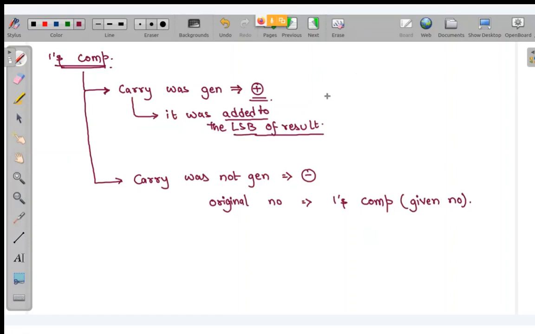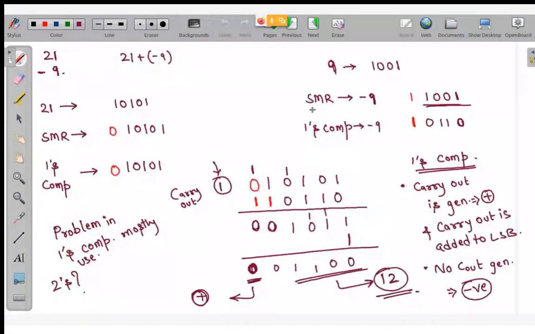So the main problem is this: with 1's complement, whenever a carry is generated, we need to add it to the result. So that is why usually we don't use 1's complement. Is that clear? I have even shown you somewhere over here. Over here I have written: carry out generated, carry out added to LSB; no carry out generated, negative.